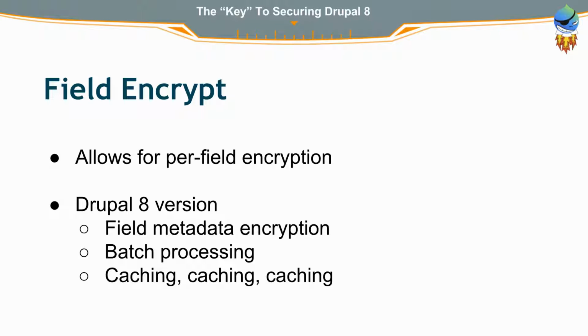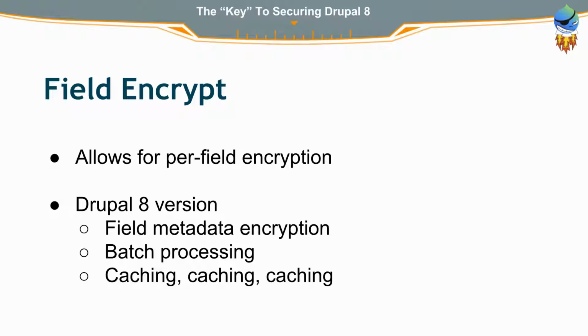So we want to just go over these briefly. We'll cruise through these. Field encrypt allows for per-field encryption. This is the one that a lot of people use the most. In Drupal 7, it's a bit ham-fisted with its caching. So in Drupal 8, you now have the ability to choose what field you want, but also what metadata around that field. So even if you don't really need to, you could encrypt what text format the body is in. Every piece of information that is on that field can be encrypted. You can do batch processing, and it's much smarter around its caching.